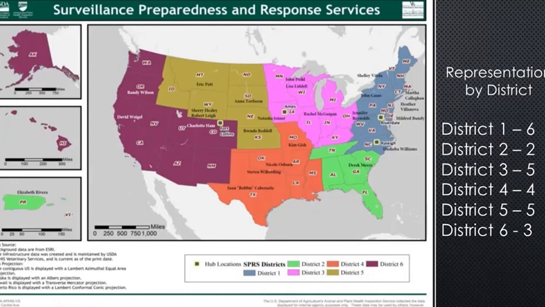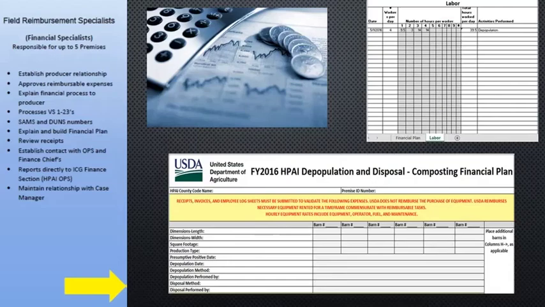This slide shows the representation by district. In District 1, we have 6. In District 2, there are 2. There are 5 in District 3, 4 in District 4, 5 in District 5, and 3 specialists in District 6. Next slide.